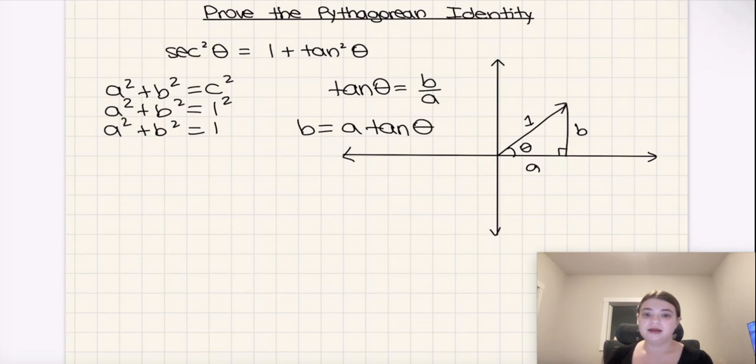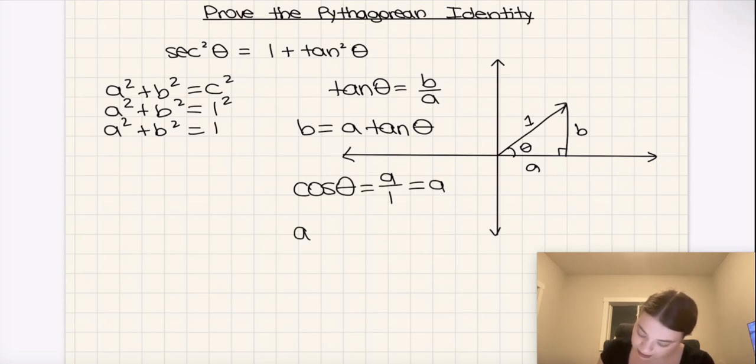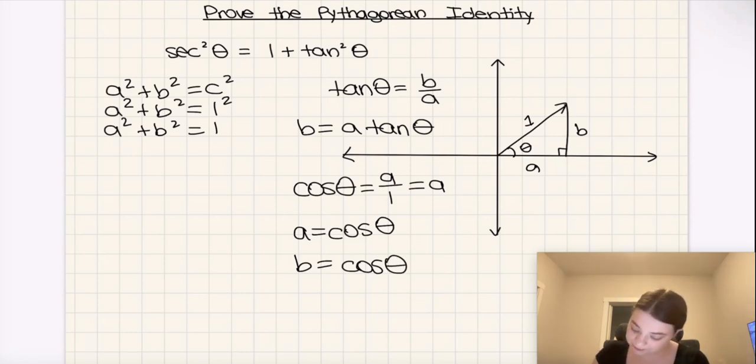The next thing we need to do is figure out what secant theta is equal to. Now to do that, keep in mind that secant is the same as 1 over cosine. So let's just start with figuring out what cosine is, and then we can always switch to secant in a little bit. So we know that cosine of theta is going to be equal to adjacent over hypotenuse, which is going to be a over 1, which is just a. So in summary, a is equal to cosine theta. That means that b, earlier we said it was a tan theta, is going to be cos theta, since a is just cos theta, times tan theta, like that.